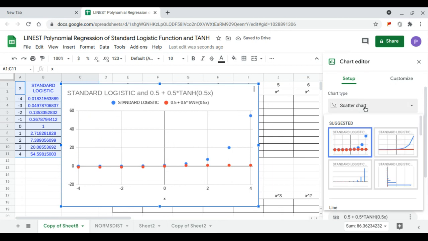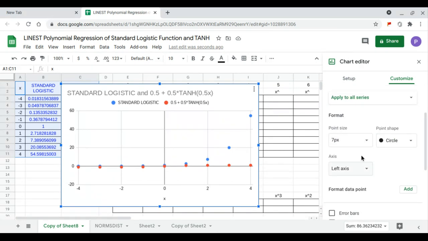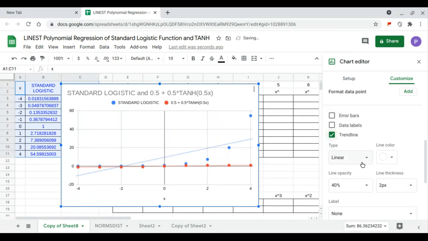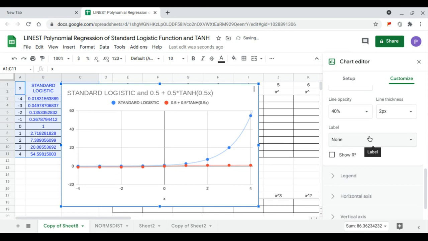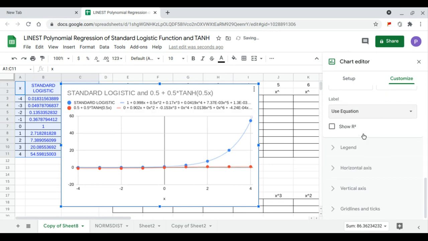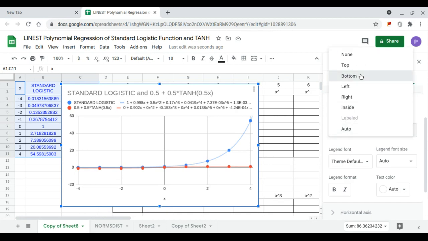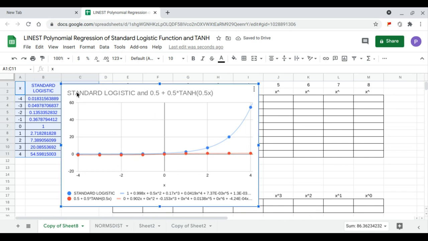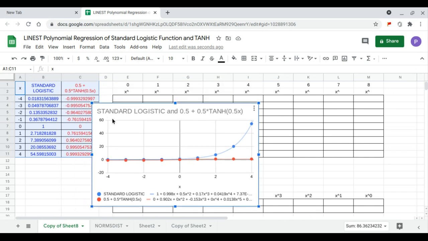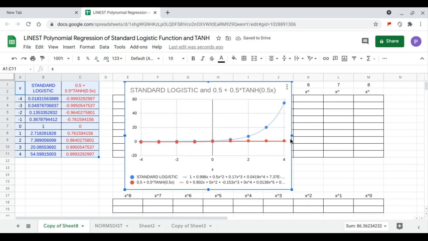Here we use scatter chart, and the trend line will be polynomial to the 8th degree. And we show the equation as label and relocate it at the bottom. So here we have the trend line and trend line equation of the two curves.